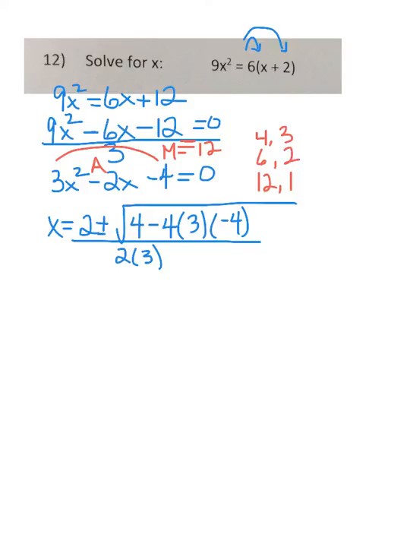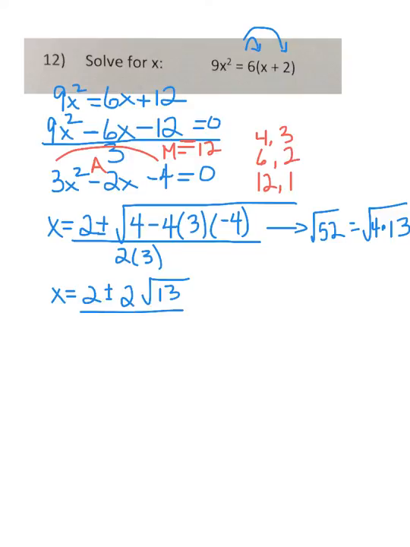Then if I take this square root and I put that into my calculator, that's going to give me the square root of 52. And I know that that breaks down to 4 times 13. All right, so let's keep going here. So I have x equals 2 plus or minus. Now, I've got the square root of 4 times 13. Well, I know the square root of 4 is 2, but the square root of 13 doesn't break down. I put that over 6.